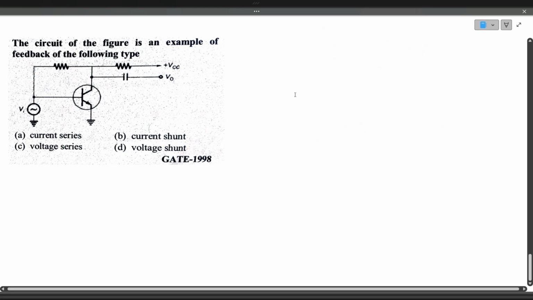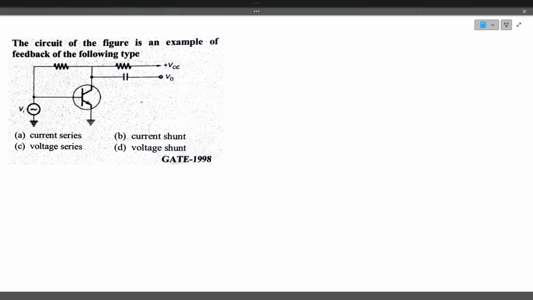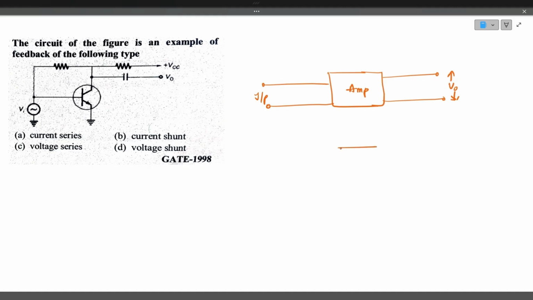The circuit of the figure is an example of feedback type. Which of the following? So we have got 4 types of feedback circuits. In that, we will see which type this belongs to. This is an amplifier. This is the output. This is the input. There will be a feedback circuit here. This is the feedback circuit. It can be a resistor, capacitor, or anything.